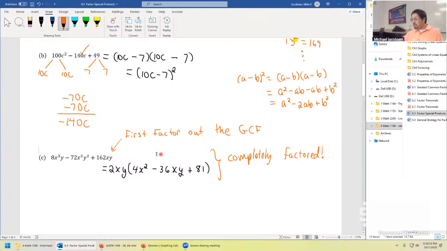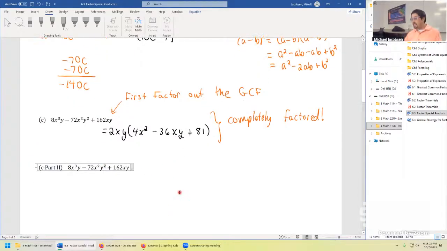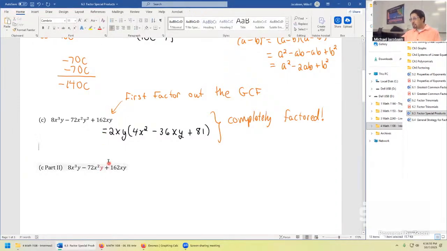But it looks like it's not quite the problem I intended, so let's do a second version of this one. I'm going to call this part C, part 2. This is what I think I intended to have in this problem when I initially wrote it. I think I meant for this just to be a y altogether, which changes how this whole thing is going to go. So let's try it out this way. I think this is a better version of what you might see as a real homework exercise.